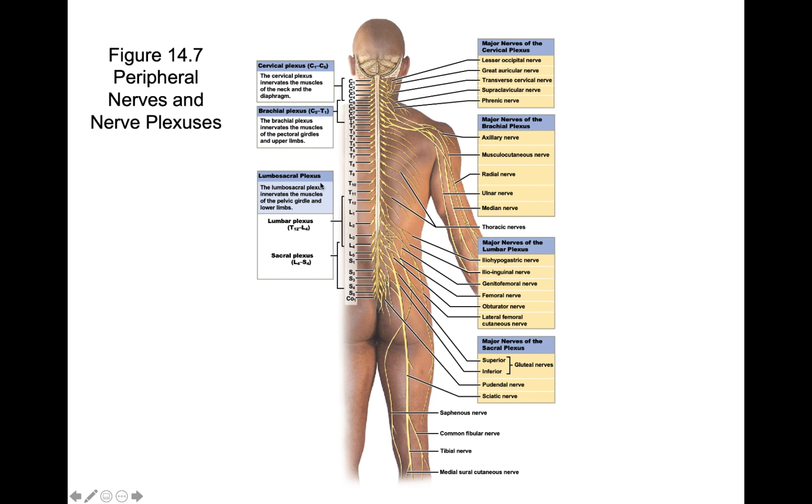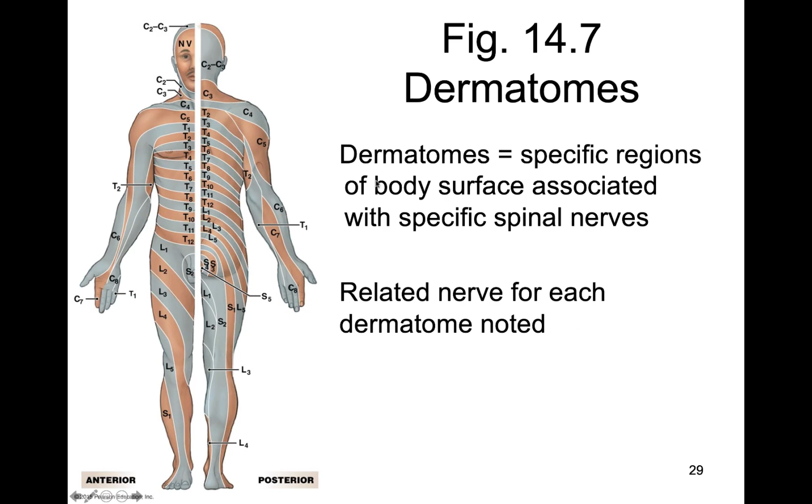And then the lumbar plexus is going to make one that you know, the femoral nerve, and then the obturator nerve, also part of your lab report. So make sure you know the femoral and obturator nerves. And then you also have the sacral plexus that's going to make the sciatic nerve, which is a really famous one. So this picture is showing dermatomes, and dermatomes are specific regions of the body surface that are associated with spinal nerves.